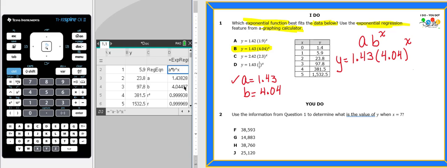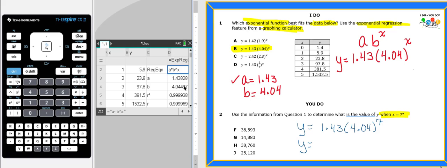Let's see what it says. It says, use the information from question 1 to determine what is the value of Y when X is 7. So this is what I'm looking for now. So what we're gonna do is I'm gonna write down my equation that I found here. And the only difference is that now, instead of X, I will write down a 7 because that's the value that is given to me, right? So we're going to say Y equals.